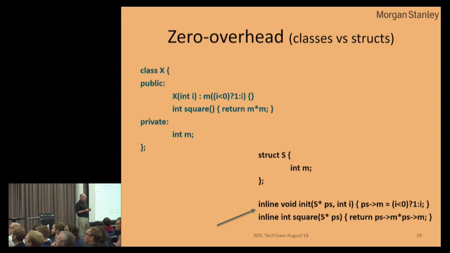I hear reasonably often, and probably not in this room given your hands up, that C++ is inherently slower than C. I actually think on average it is faster than C. We'll get there. But let's look at a simple example.